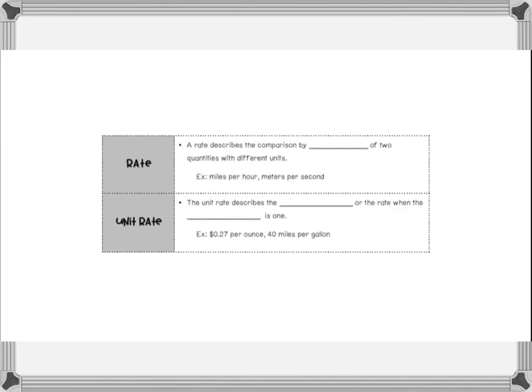So when you're looking at rates, rates describe the comparison by division. That's why they look like a fraction, because we compare by division two quantities that have different units: miles per hour, meters per second. Okay? Unit rate describes the amount per one, so the amount for one, or the rate when the denominator is 1.